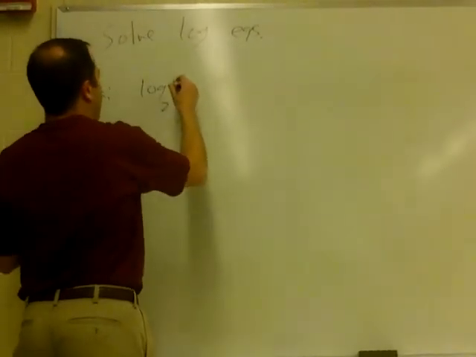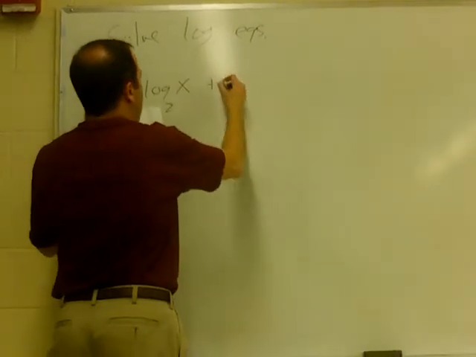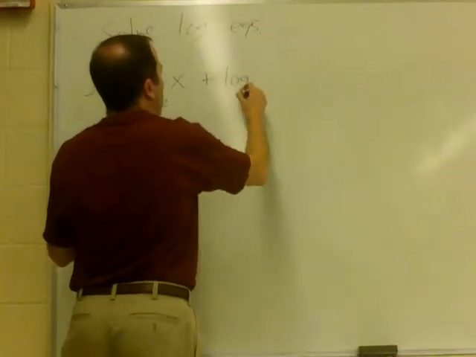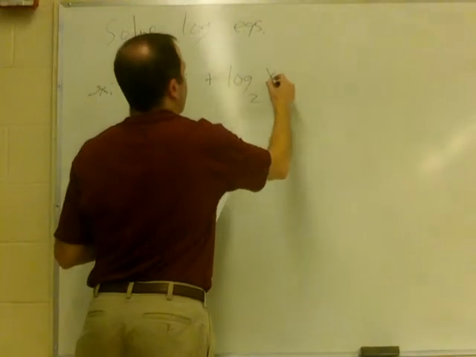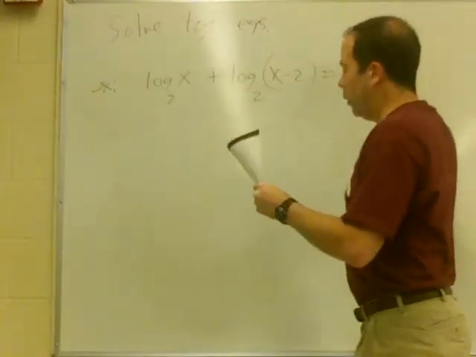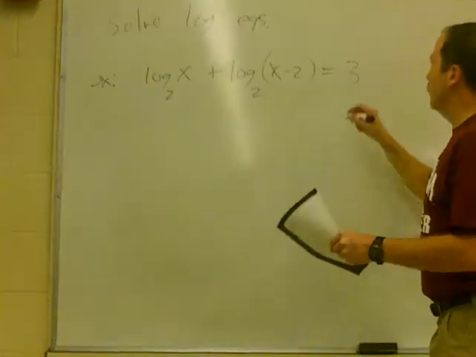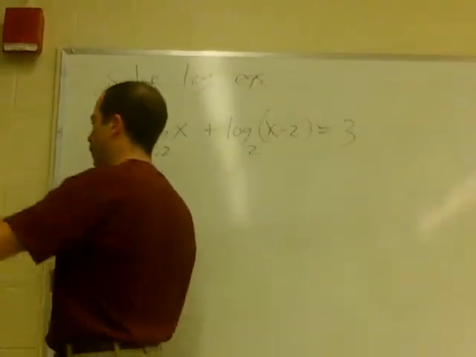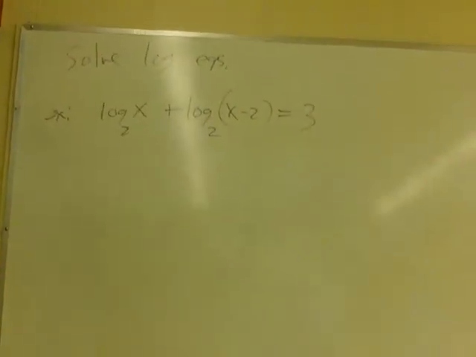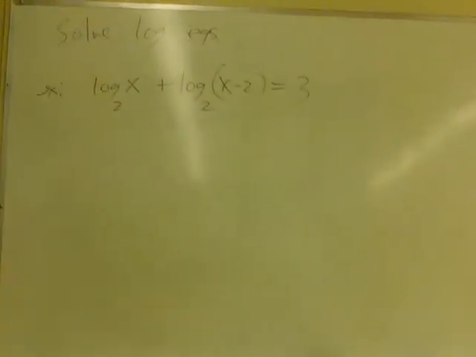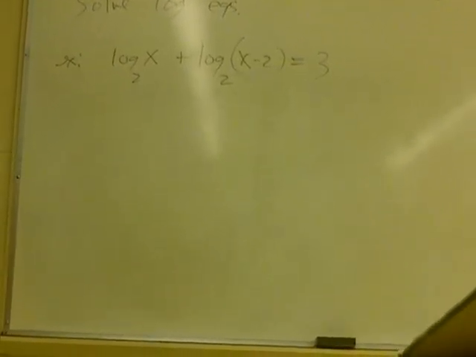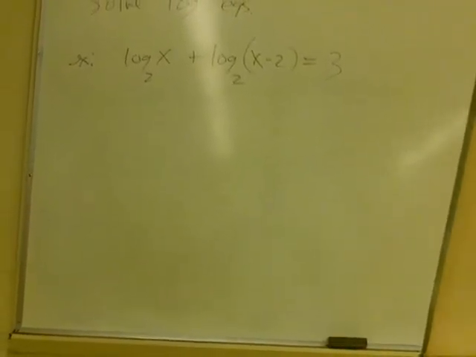Log base 2 of x plus log base 2 of x minus 2 equals 3. So they're being added. I know what we have to do. What if the bases are different on the logs? Then we won't be able to do much of anything with them.